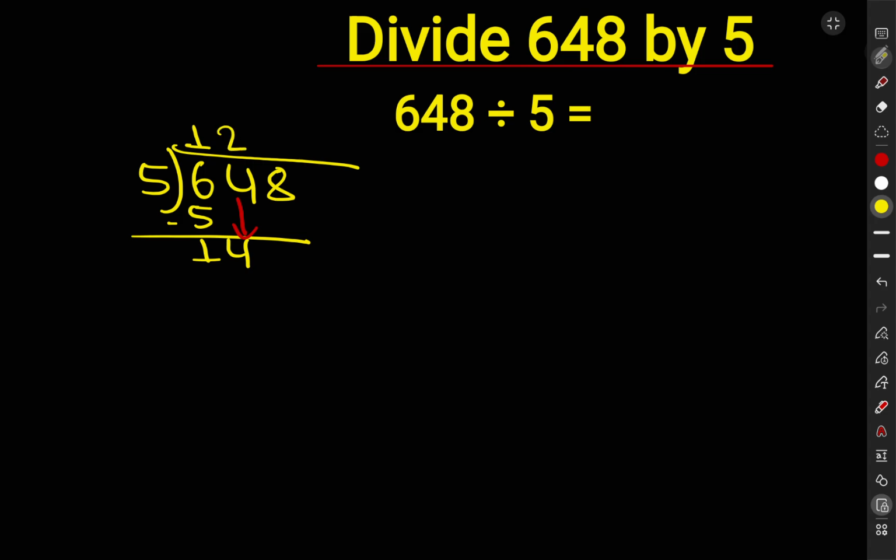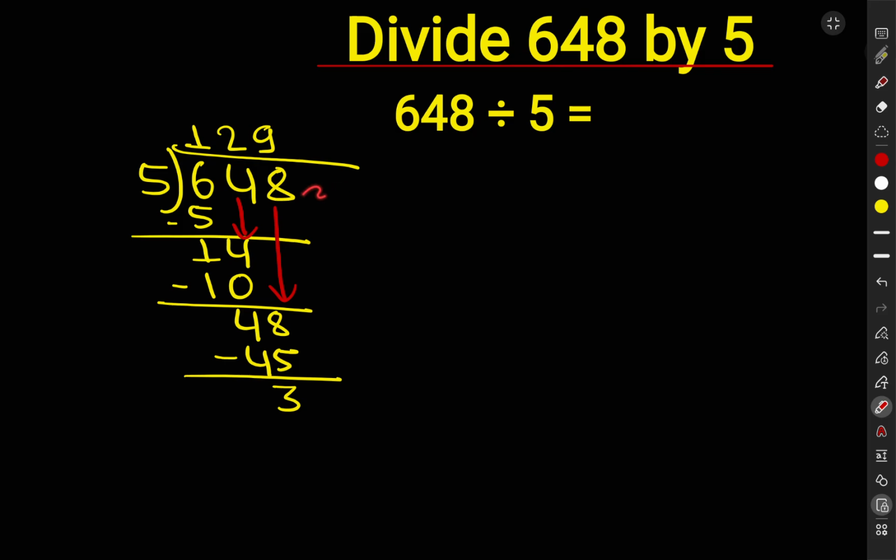So 5 times 2 is 10. On subtracting we get 4. So again we put down this 8 and it is 48. 5 times 9 is 45. On subtracting we get 3.